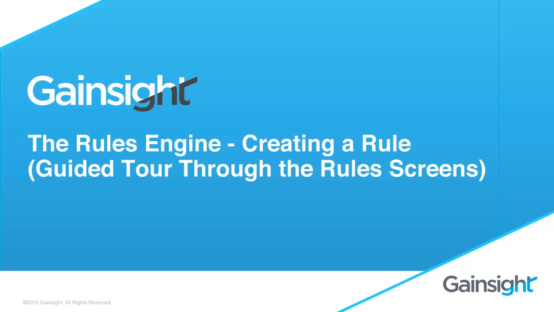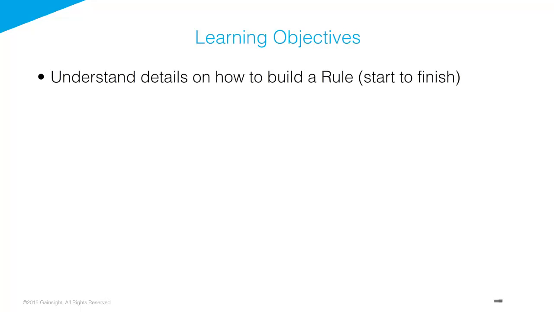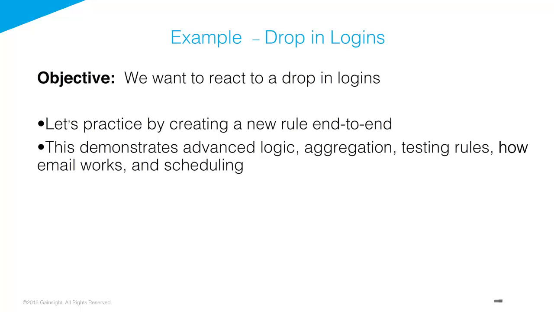Here, we're going to build upon the introductory material from the last module by doing a step-by-step walkthrough of a rule. Let's start with a basic example, such as looking for a drop in logins over a period of time. We'll take this slow and in the process discuss advanced logic, aggregation, testing, and other key activities that you'll experience when creating and testing your own rules.